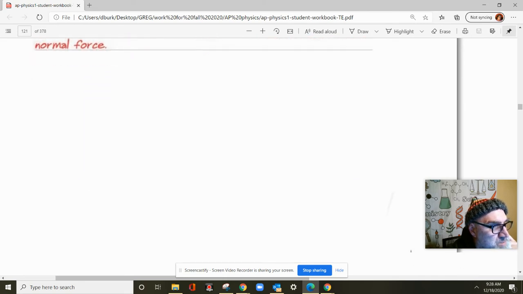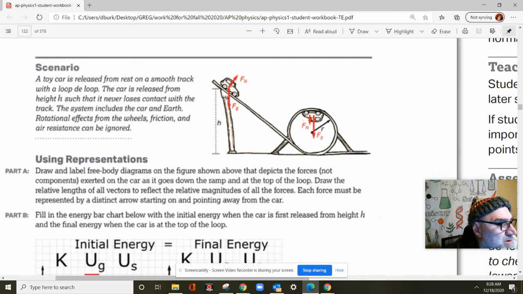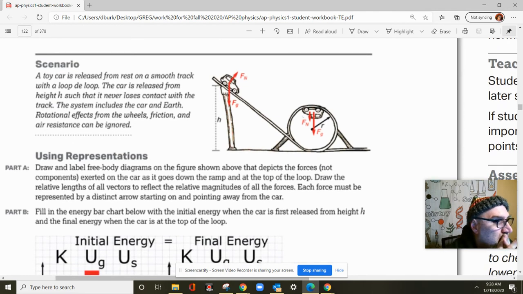All right, please pause the video and read the words. We're going to go ahead and finish up here with part G. The car, it's this thing here, and it's dropped down this loop-de-loop, and it goes around the loop-de-loop.